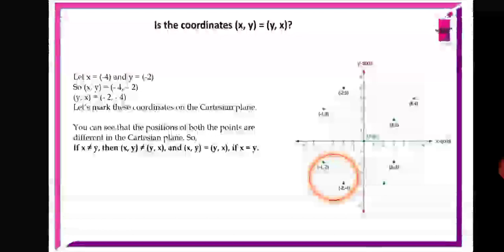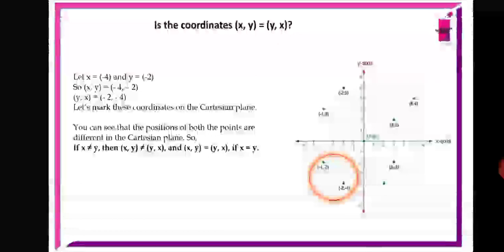So is the coordinate (x, y) equal to (y, x)? We'll discuss this. Let x equal to -4 and y equal to -2. So (x, y) will become (-4, -2). Similarly, (y, x) becomes (-2, -4).